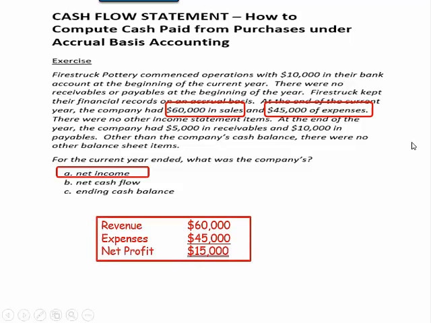So the calculation for the company's net income is very simple. We take the total revenue from our sales of $60,000. We take the total expenses of $45,000 and we subtract expenses from revenue, and we end up with a net profit, or net income if you will. Net income and net profit mean the same thing. So we end up with a net profit of $15,000, and that's the answer to A, by simply taking the amount of accrual sales minus the amount of the financial statement accrued expenses. Now let's take a look at B.